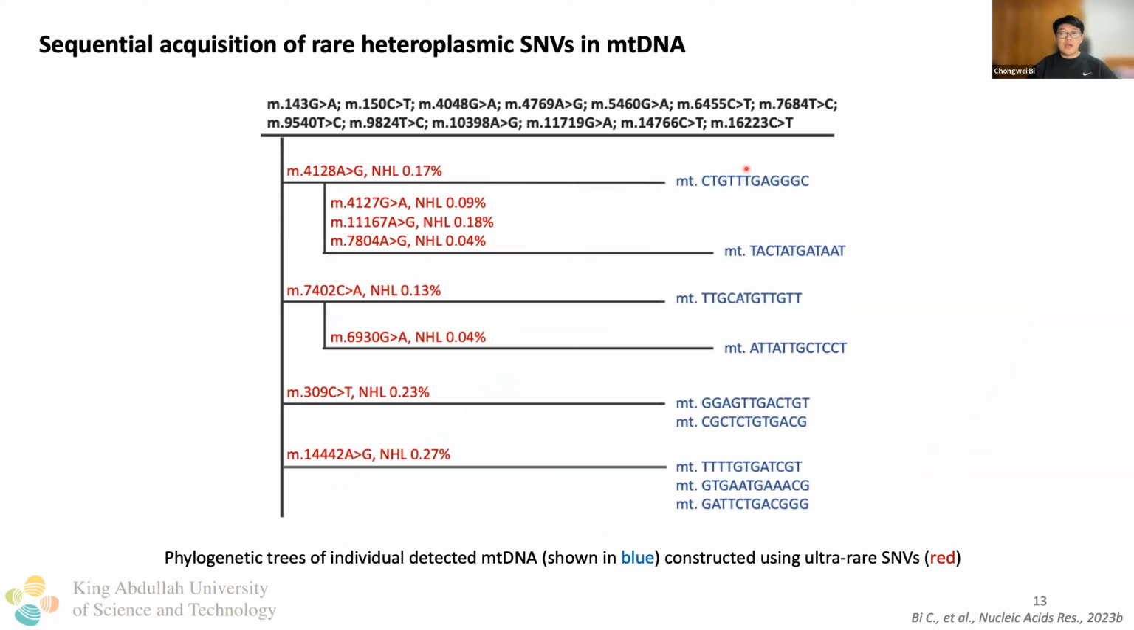Using ultra-sensitive IMIC-seq, we are able to obtain variant linkage information from complete and haplotype-resolved mitochondrial DNA sequences. As shown in this graph, we constructed a phylogenetic tree of individual detected mitochondrial DNA using those rare mutations, shown in red. It shows for the first time sequential acquisition of rare heteroplasmic variants in mitochondrial DNA.